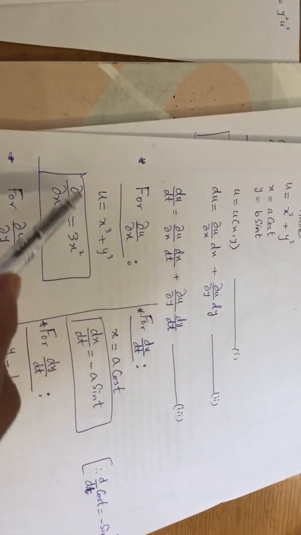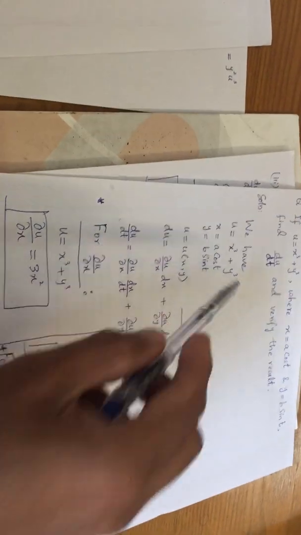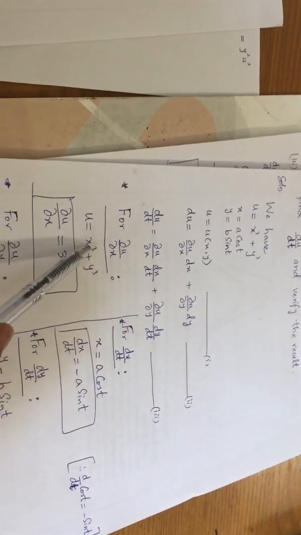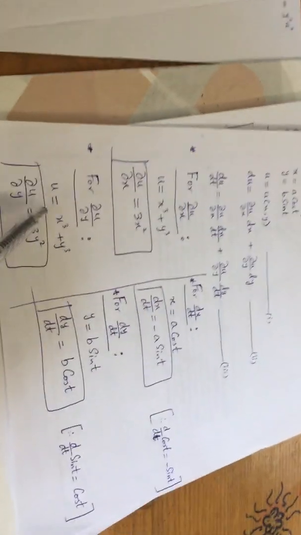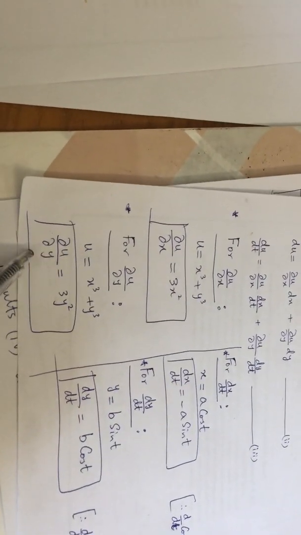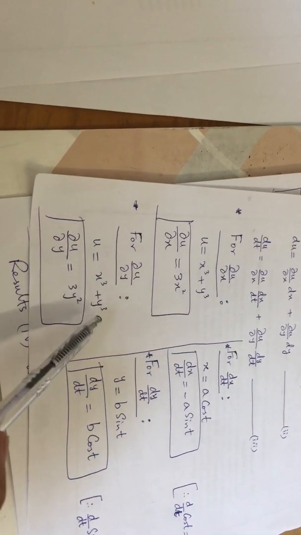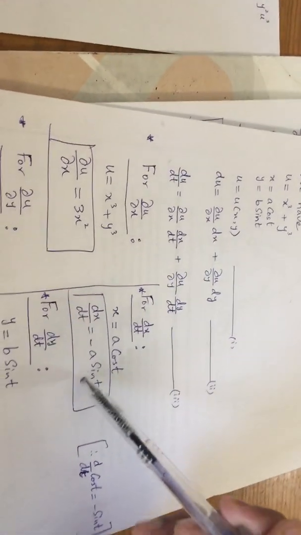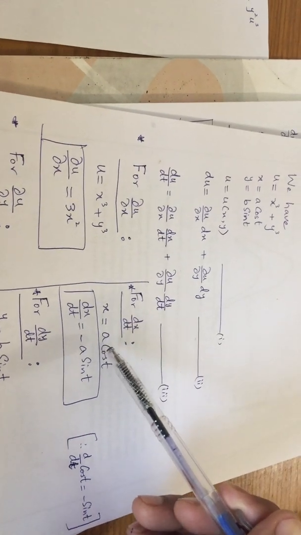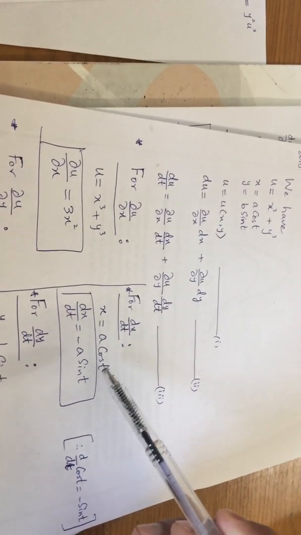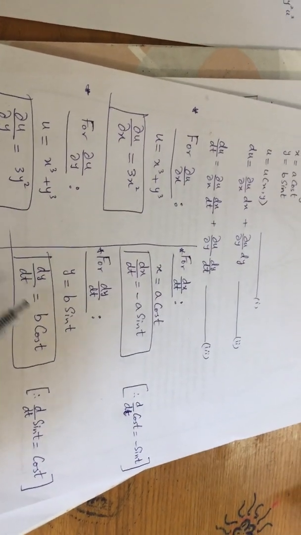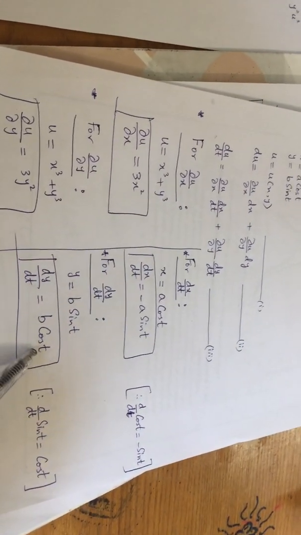Anyway, for ∂u/∂x, u is x cube plus y cube, and we're taking ∂u/∂x, and then y is treated as a constant as I said earlier, and we get 3x square here. For ∂u/∂y, u is equal to x cube plus y cube. Again, if we take partial u over partial y, x will be eliminated, and the derivative of y cube is 3y square. And dx/dt, x is equal to a cos t as given, so dx/dt is a times the derivative of cos, which is minus sin t, right? y is equal to b sin t, dy/dt is b, the derivative of sine is cos, so b cos t.